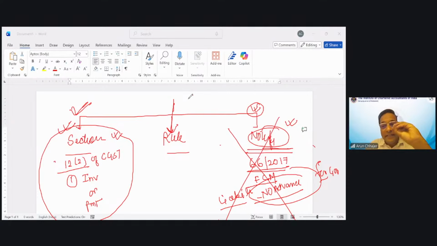Therefore, in this case, the advance payment becomes irrelevant. Time of supply would be the date of invoice, or the removal of goods, whichever is earlier.